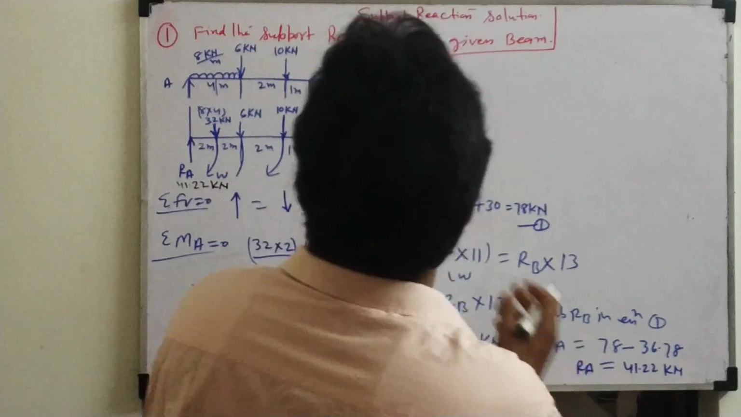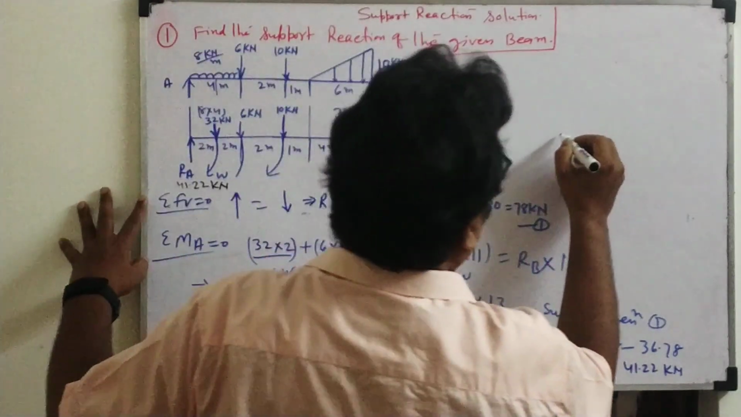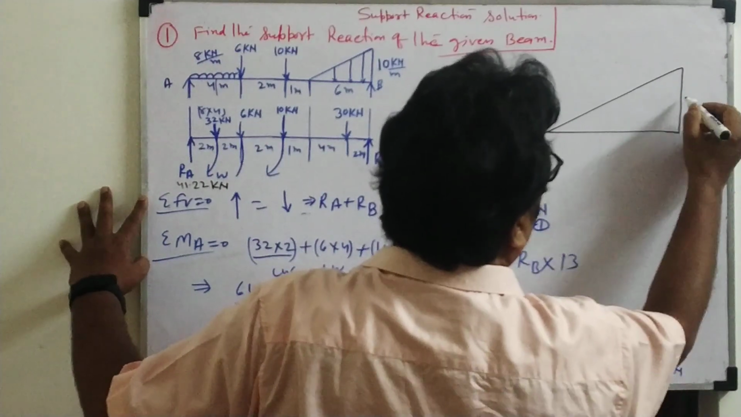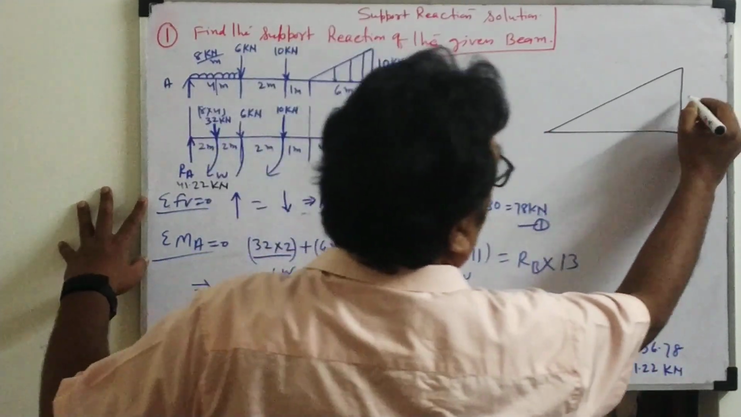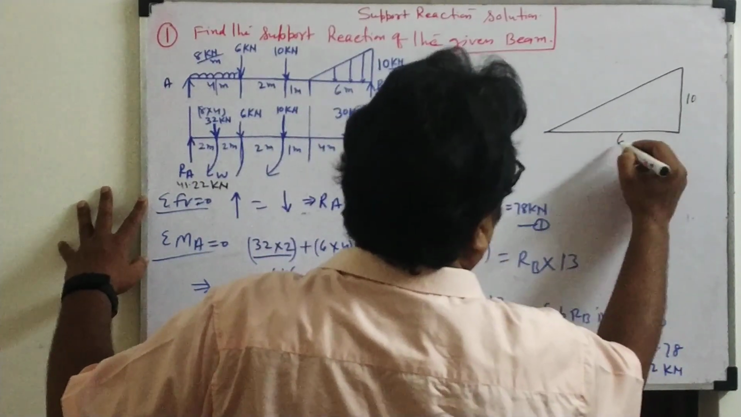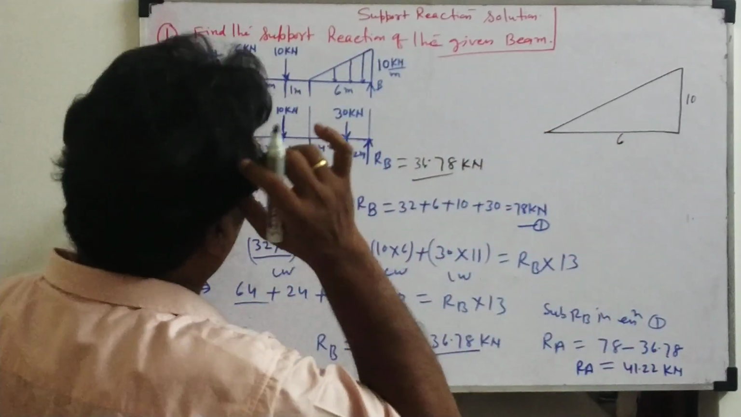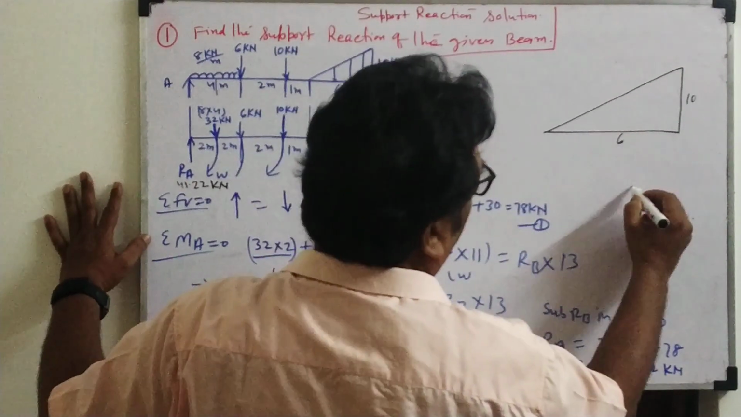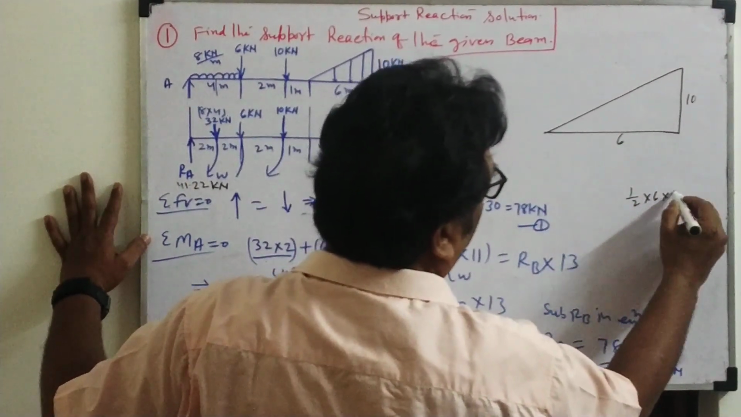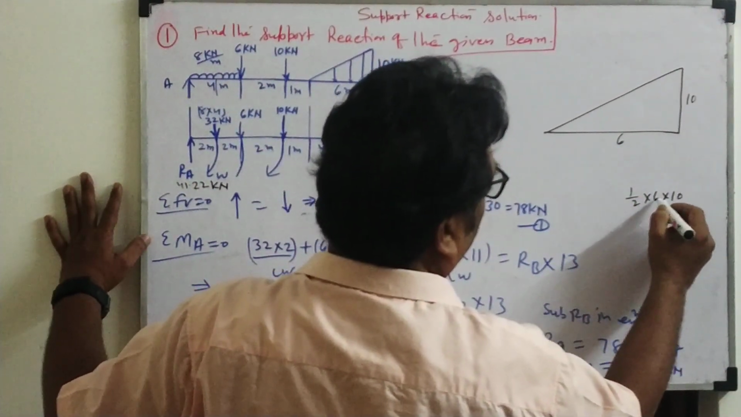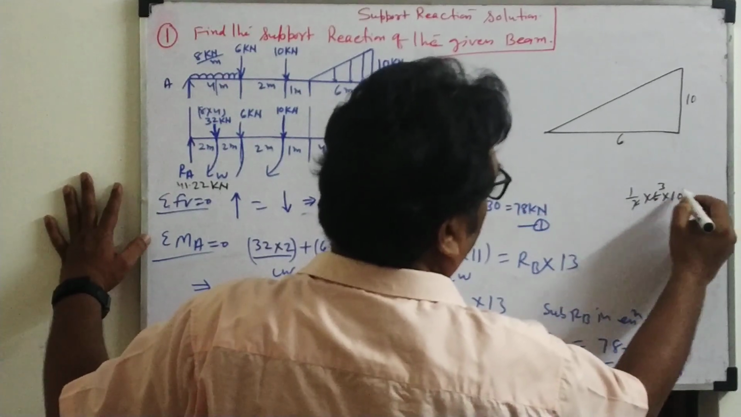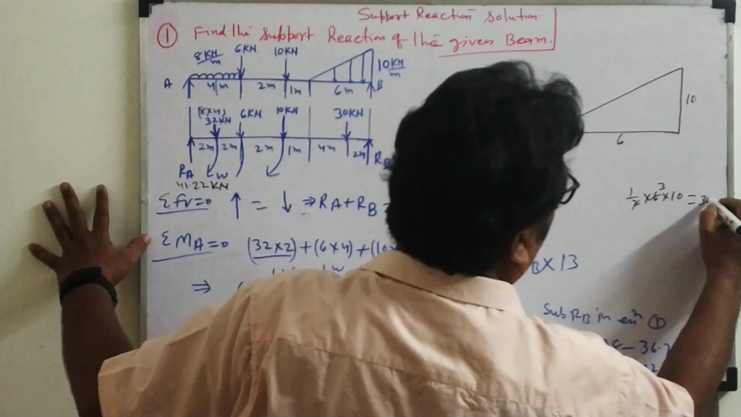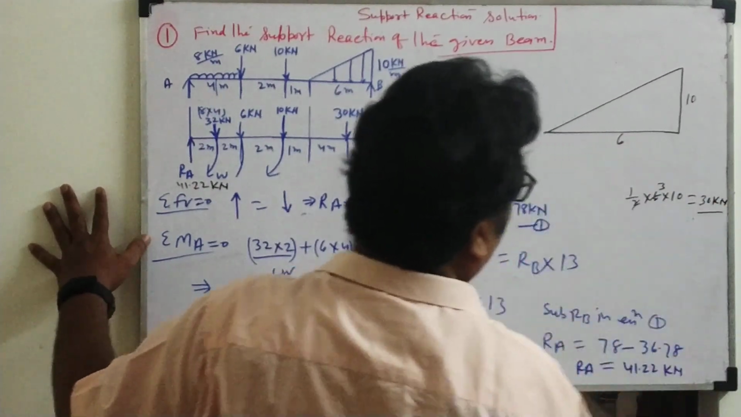So one more time I will explain this triangle. See here, suppose this triangle is like this. Same dimensions I am giving here, 10 and 6. So how did we write this 30 load? First, the load is the area of the triangle: 1 by 2 into 6 into 10. So how much is this one? 30 kilonewton. We know the load.